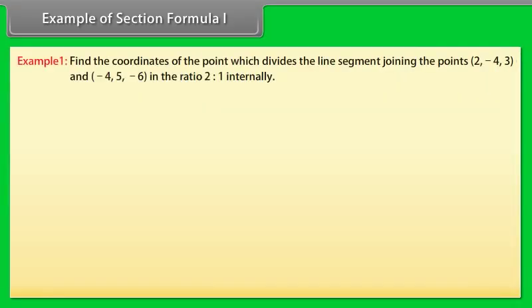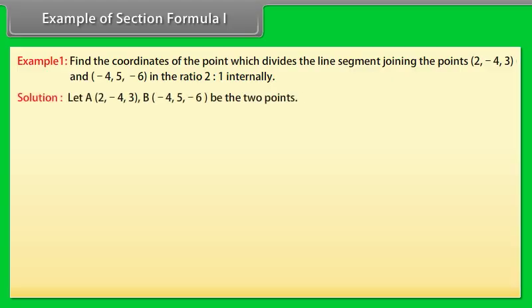Example of section formula 1. Find the coordinates of the point which divides the line segment joining the points (2, -4, 3) and (-4, 5, -6) in the ratio 2:1 internally.